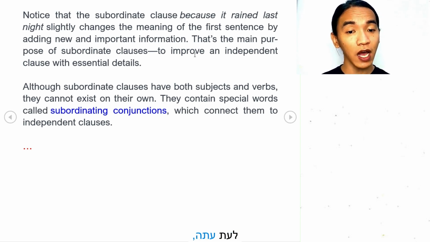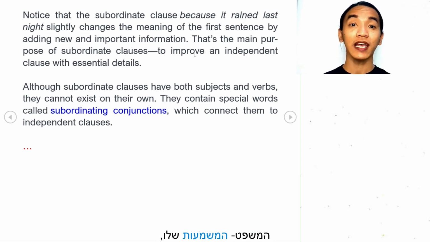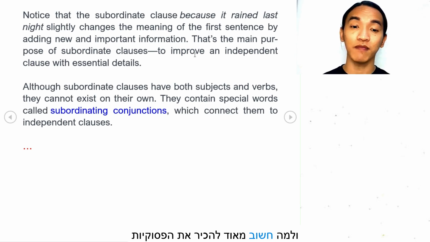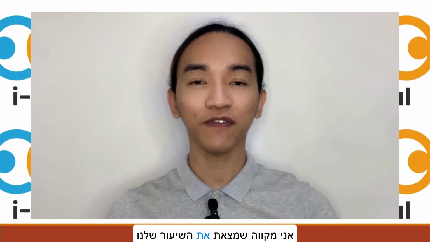So for now, let's please focus on understanding sentence structure, its meaning, and why it is important to know your dependent and independent clauses very well. Okay? So I hope you find our lesson today very helpful.